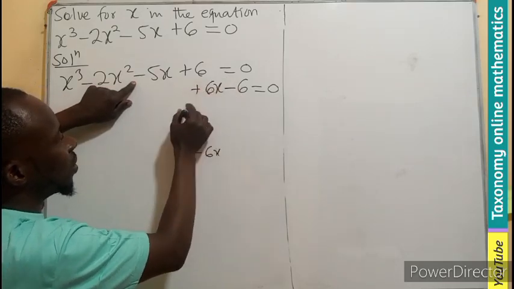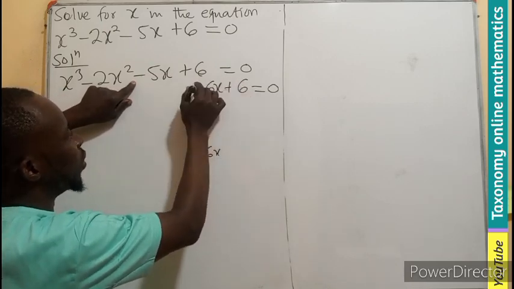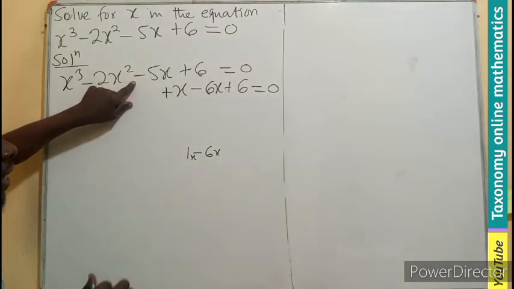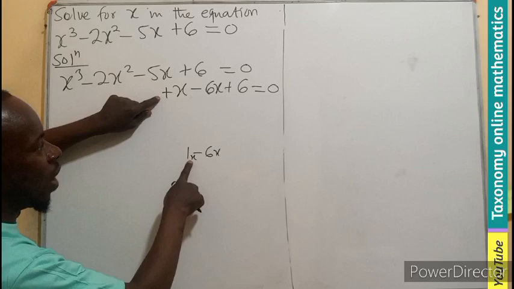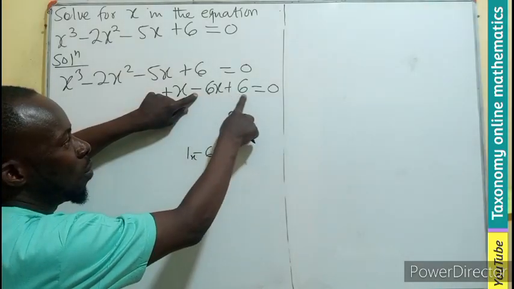No, this is plus. Then this is going to be minus, then you have x. Okay? This is plus 1 minus 6x. This is plus 6. So there's a common factor.